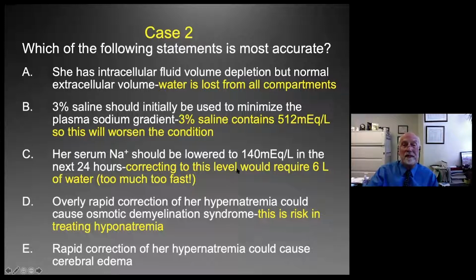If you do that calculation that I showed you in the previous case, you would have to give her 6 liters of water. So to give her 6 liters and bring her from 168 down to 140 would be too fast, even with the caveat that I mentioned earlier that we can probably be a little more liberal in the rate of correction than we are with hypernatremia. This would still be too much. And then we talked about the difference between this. So the correct answer, as highlighted on the previous slide, with the cells swelling and shrinking, was that this would be the consequence of too rapid a correction.